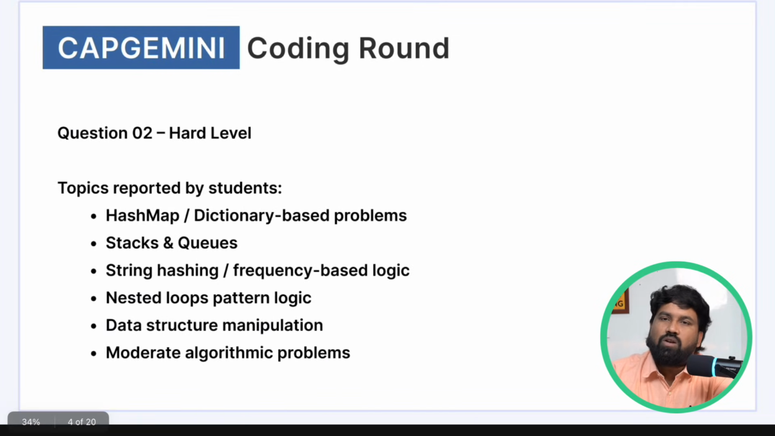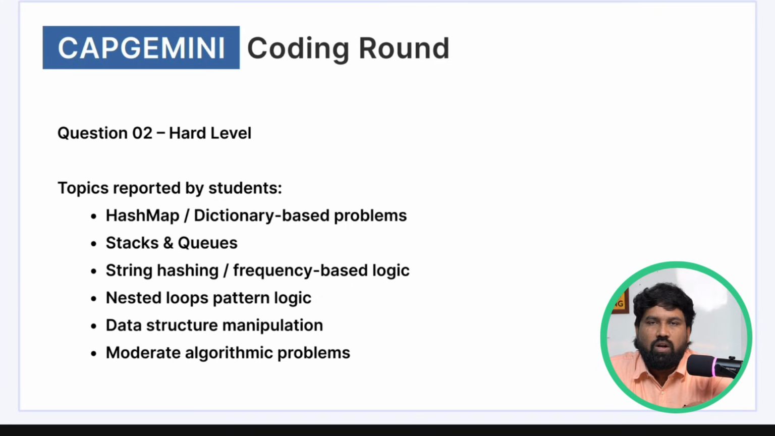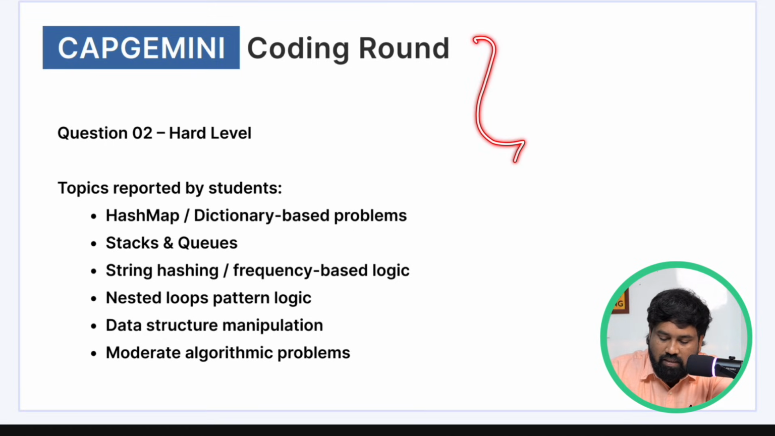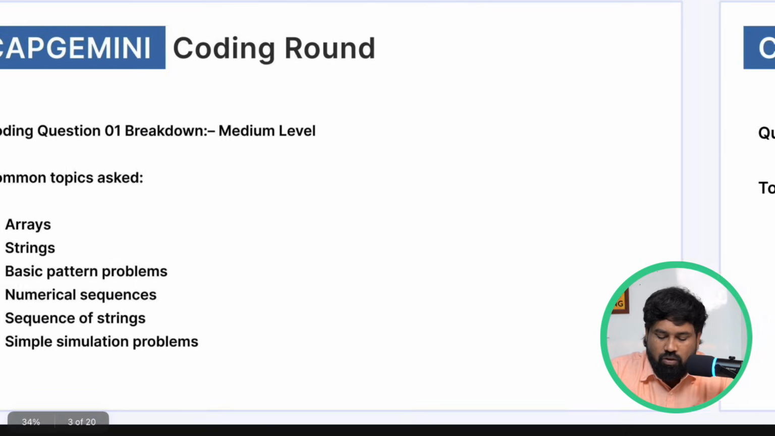And coming to the second coding question, it is a little bit difficult. If you have good knowledge in hash map or dictionary based problems, stacks and queues, string hashing and frequency based logic, nested loops, data structure manipulation and algorithm related problems, you can clear the second question as well. Please take care of this syllabus and practice accordingly. You will get a good result in your Capgemini examination. These are the most important topics.